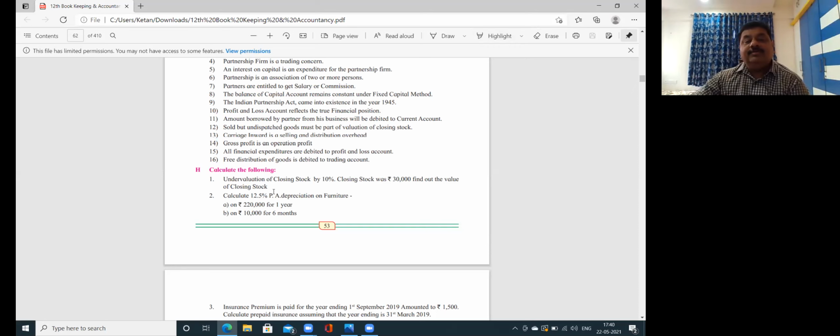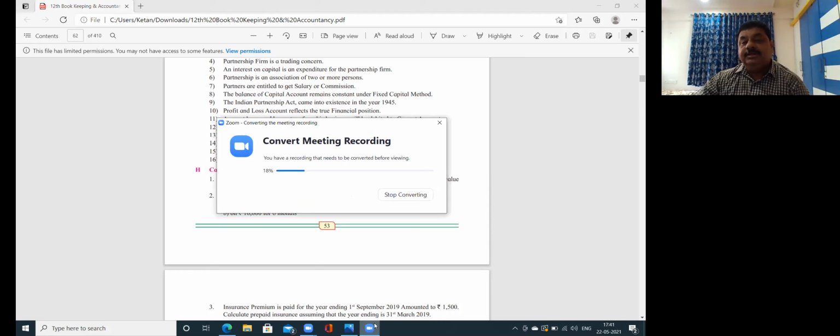Number 1 is undervaluation of the closing stock by 10% and the closing stock was 30,000. Find out the value of the closing stock. What is given here is that the closing stock is undervalued by 10%, and the present value of the closing stock is 30,000. Find out the value of the closing stock. Let's see what is the value of the closing stock.